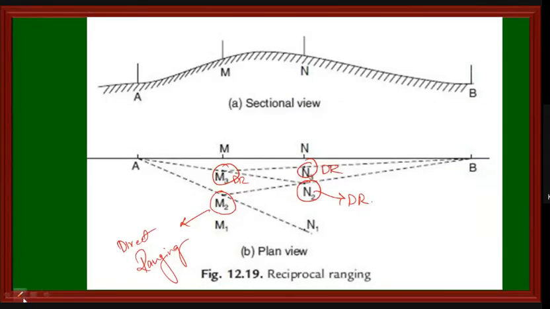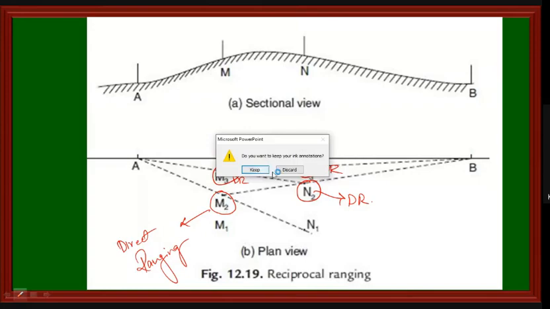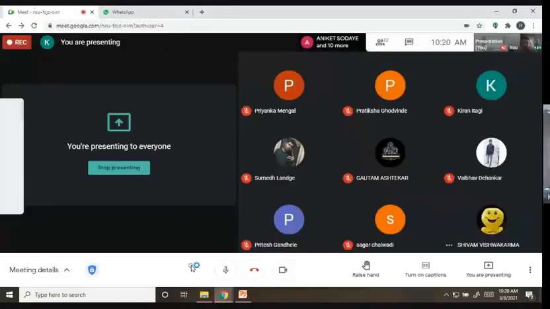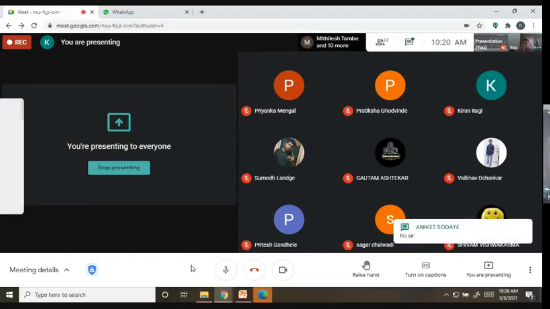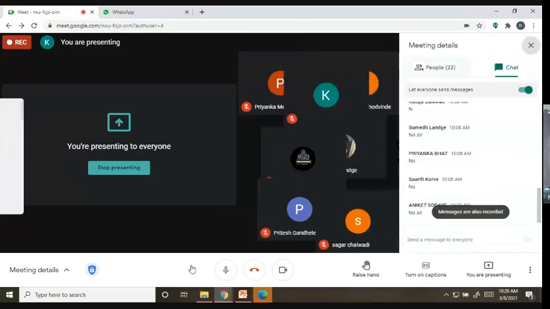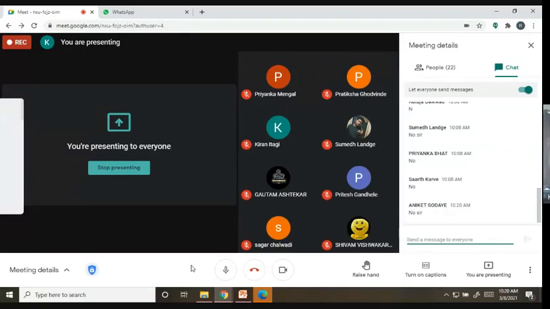Anybody having doubt here? Anybody having doubt in indirect ranging? No, sir. Out of 22, anybody having doubt? Only one person has replied. No, sir. Okay, fine.